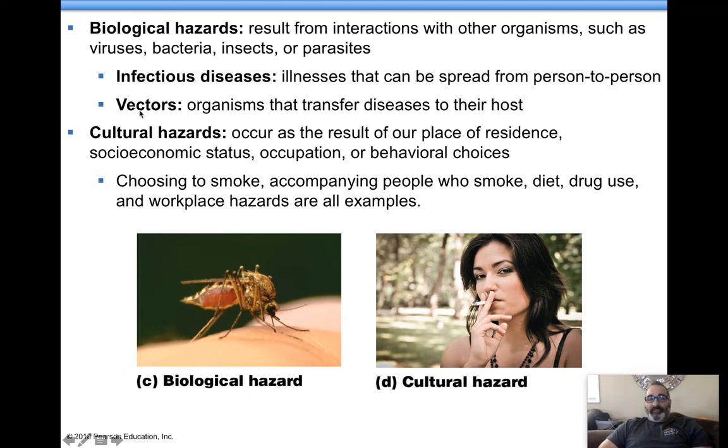The vector in this case is the disease carrier, which is the mosquito. Due to climate change, as things have gotten warmer, there are more mosquitoes, so there are more diseases like malaria. So basically, mosquitoes are a vector for the disease known as malaria. That's what they do. They transfer disease from person to person.